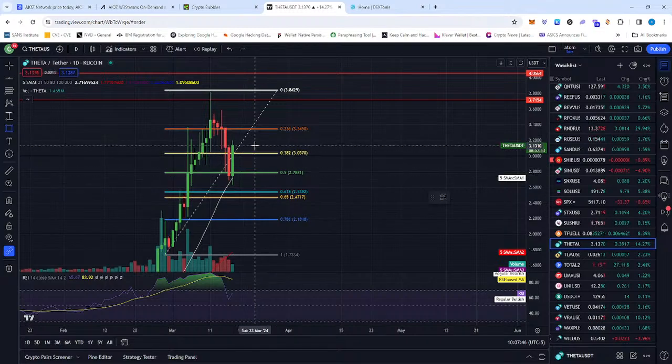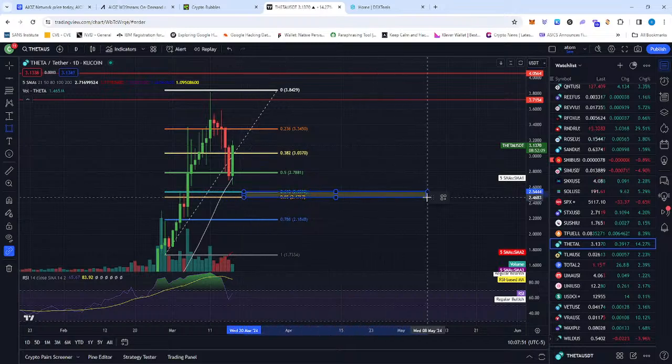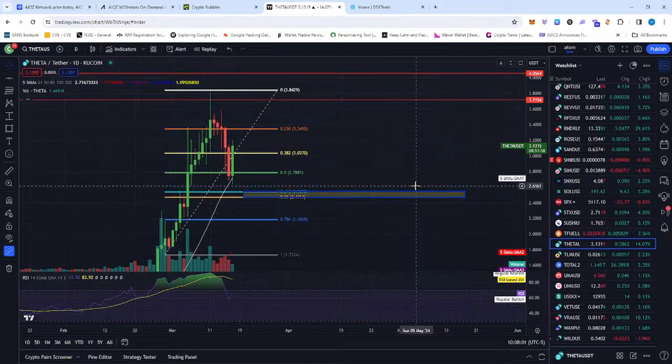Price currently is at $3.13. If I'm waiting for an entry point, this right here would be my golden pocket. I will wait between $2.55 and $2.54. Then I pull the trigger right here. This is the golden pocket right here, on the Fibonacci.